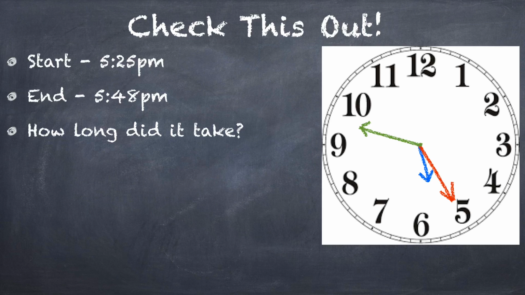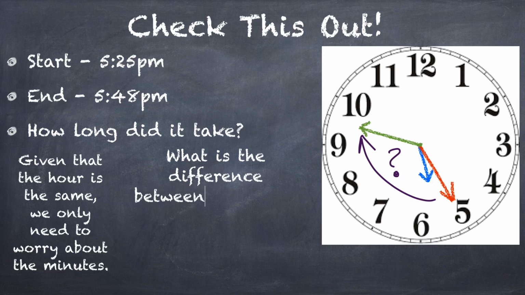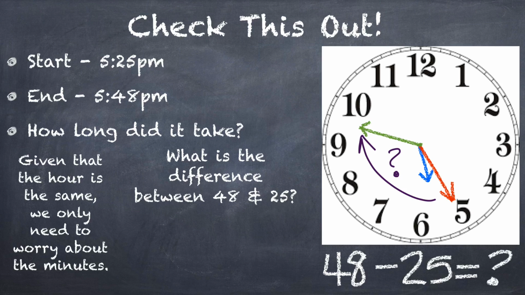We have to figure out how much time went between the red arrow and the green arrow. Well, given that the hour is the same, the only thing we need to worry about is the minutes. So we need to figure out what is the difference between 48 and 25. Difference means that we have to subtract. So we have 48 minus 25, which equals what? 23. That's right. It took us 23 minutes to do whatever it is we were doing.